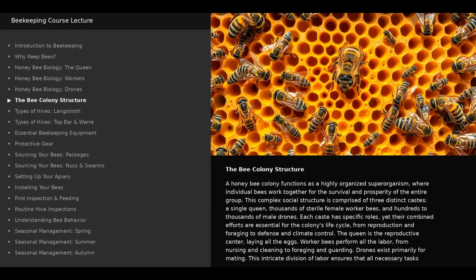From reproduction and foraging to defense and climate control, the queen is the reproductive center, laying all the eggs. Worker bees perform all the labor, from nursing and cleaning to foraging and guarding. Drones exist primarily for mating. This intricate division of labor ensures that all necessary tasks are completed efficiently, allowing the colony to thrive and adapt to its environment. The colony's health is dependent on the balance and cooperation of these three castes.